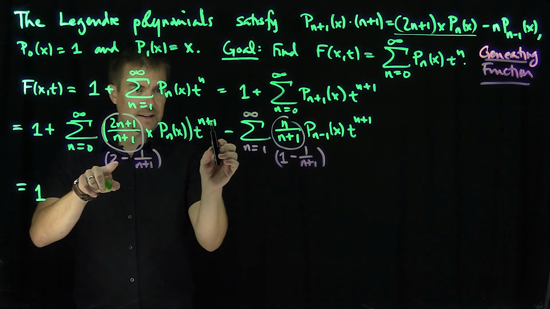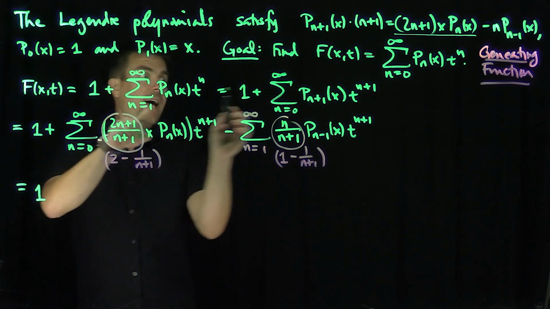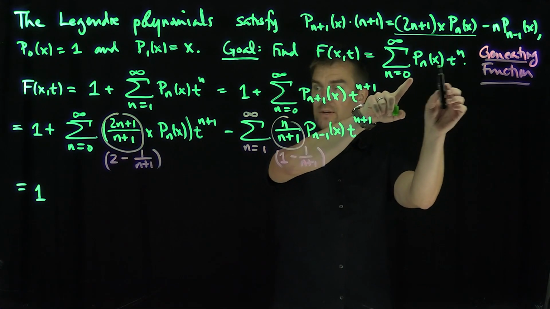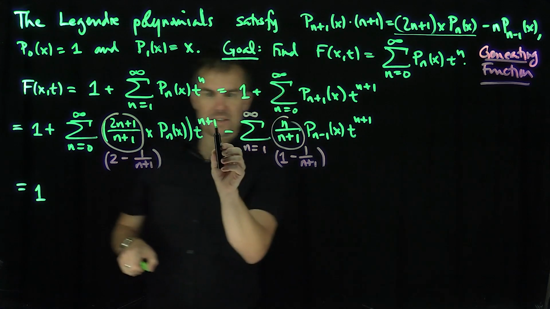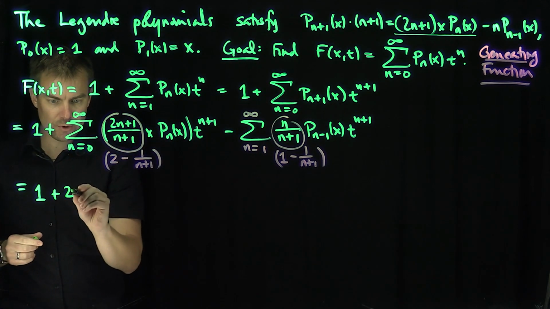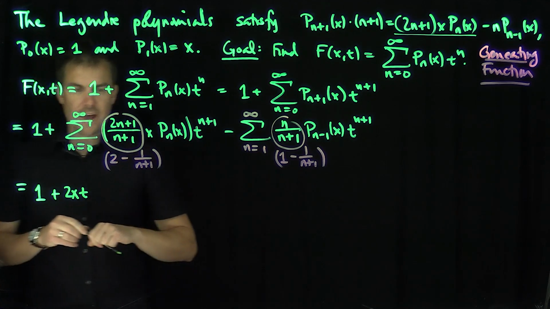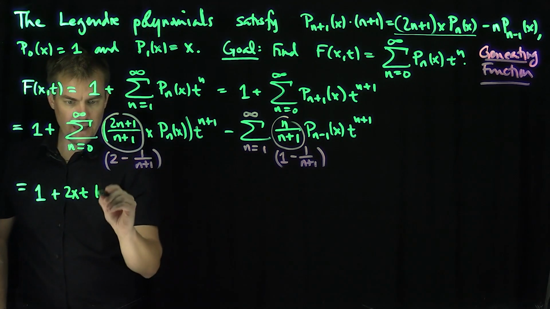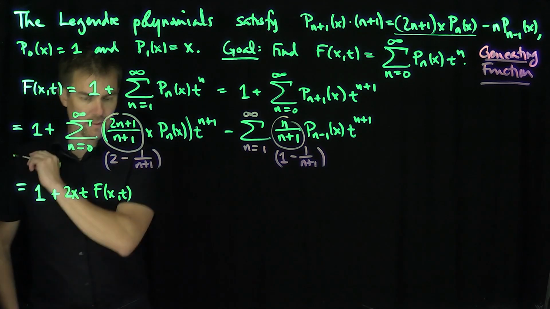So I have a 2, an x, an extra t, and a Pn. That's exactly equal to what? That's exactly equal to this expression over here with an extra t, with an extra x, and an extra 1. So I'm going to pull out a plus 2xt, and then f of x and t from that. Great.